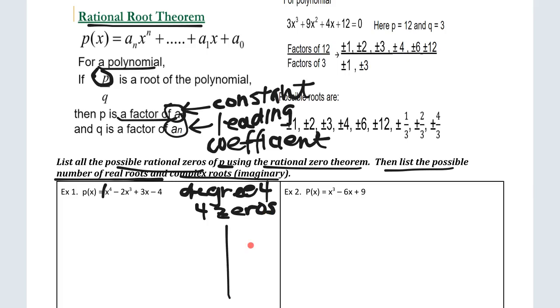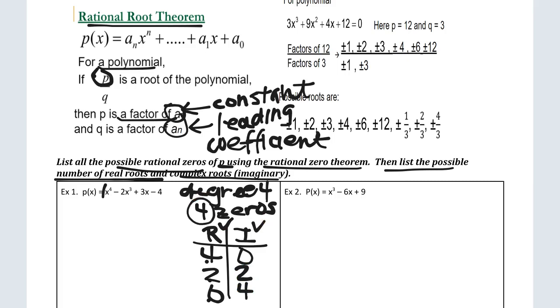So in our chart, real and imaginary, real zeros can be 4, 2, or 0, because imaginaries come in pairs. So if degree 4 means 4 zeros and we have 4 real zeros, we have 0 imaginary. If we have 2 real, we have 2 imaginary. If 0 real, we have 4 imaginary, because real and imaginary add up to 4.